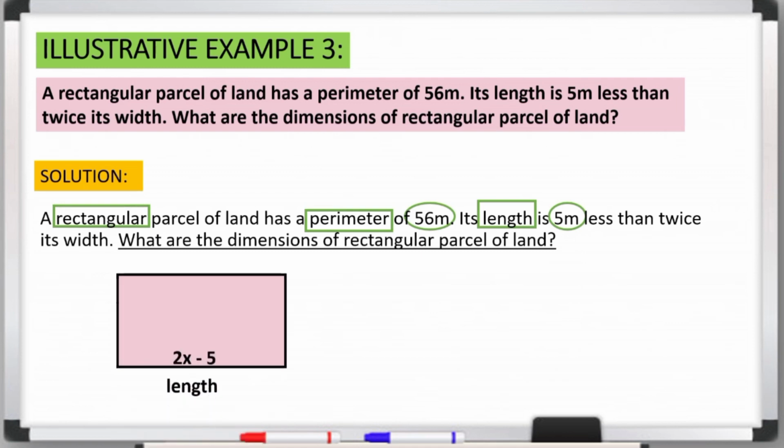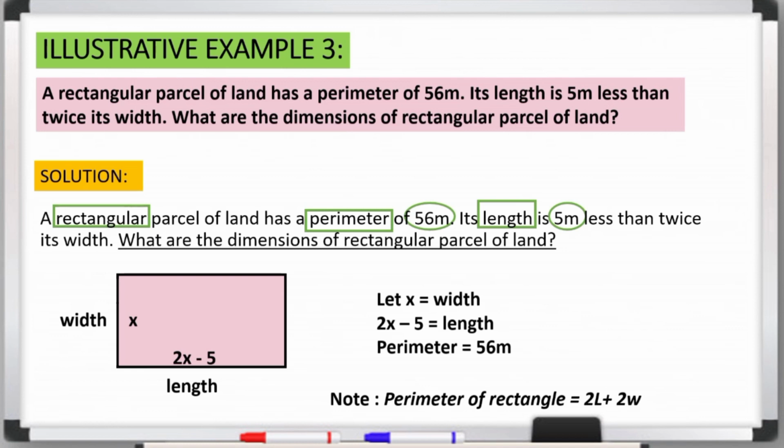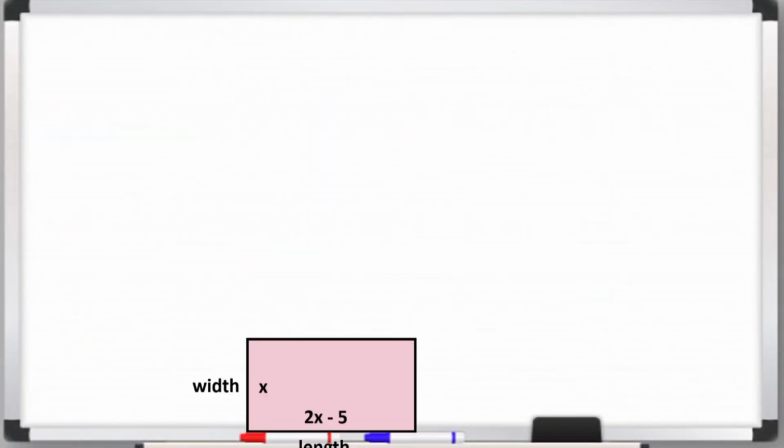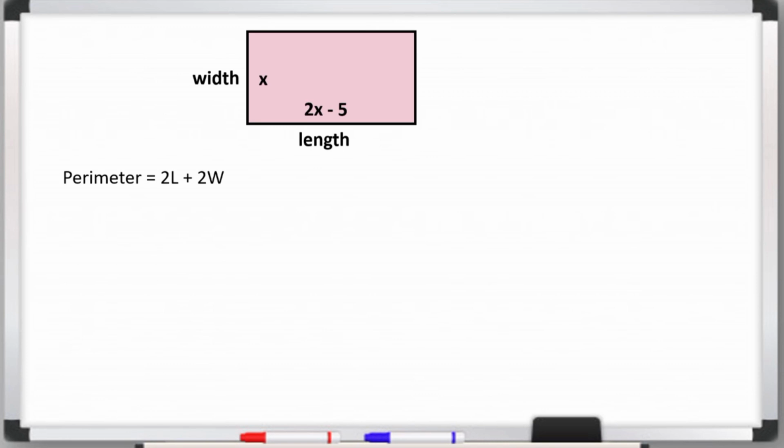Okay, length equals 2x minus 5. Then width equals x. So let x equal the width, then 2x minus 5 equals the length. Perimeter equals 56 meters. Note, perimeter of a rectangle equals 2 length plus 2 W. Perimeter equals 2L plus 2W. So given perimeter equals 56, equals 2 times 2x minus 5 plus 2 times x.